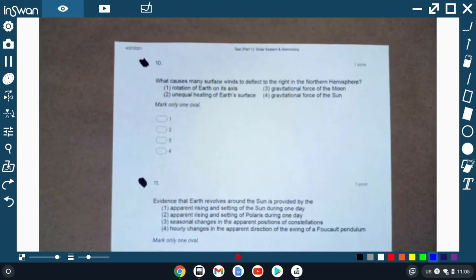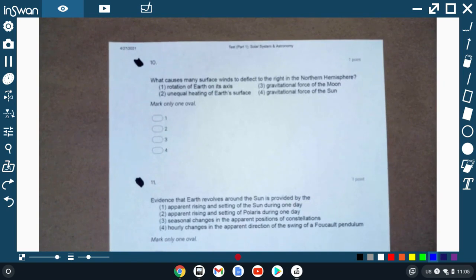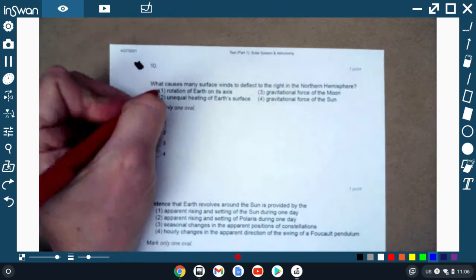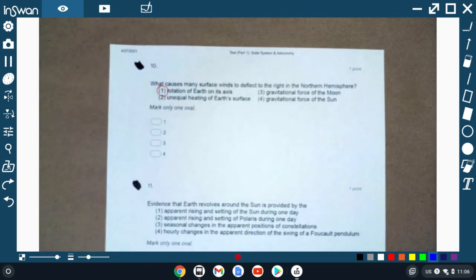Number 10. What causes many surface winds to deflect to the right in the northern hemisphere? This was a piece of evidence that proves that the Earth is rotating on its axis. The name of it is the Coriolis effect, and the Coriolis effect is caused by the rotation of Earth on its axis. We had that from our notes.